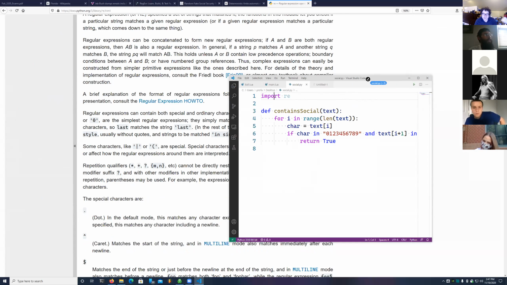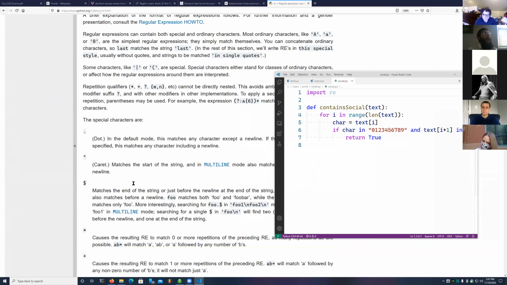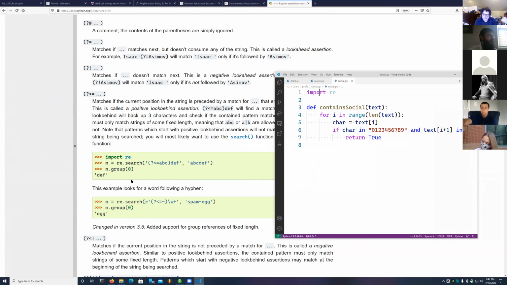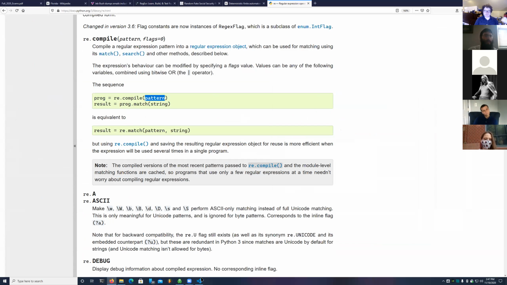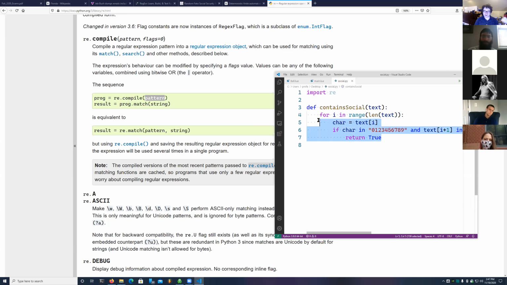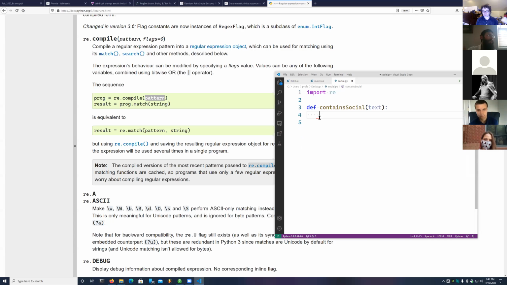Okay, and they have a primer on the syntax. But what we can do is this: it works essentially like this. You compile a regular expression. The thing you're looking for is referred to as a pattern. So if I want to look for a social security number here, I'll create a social security pattern. And I'm going to do something that looks a little weird here.